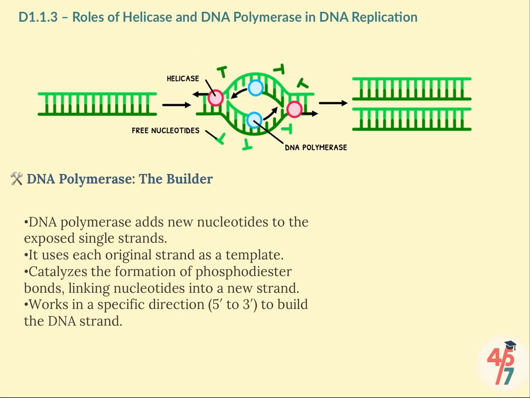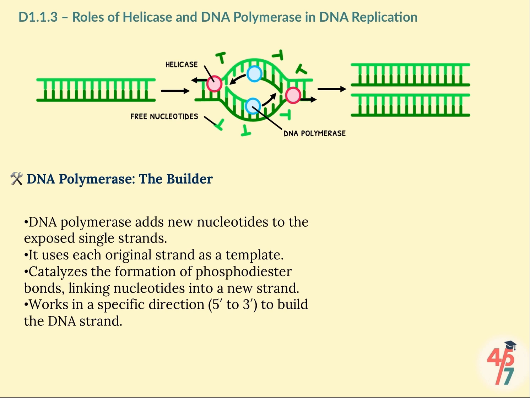And the DNA polymerase is our builder. Okay, it adds new nucleotides. It creates the phosphodiester bond, linking nucleotides into a new strand. This gives the strong backbone of the bonds. Alright, and a crucial point, take care that the DNA polymerase always works from 5' to 3'. Okay, we'll talk more about that in the HL section, but for you standard level students, just remember this direction.